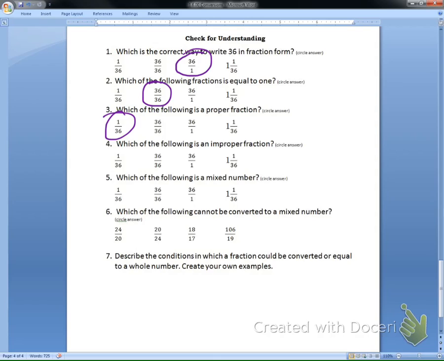Which of the following is an improper fraction? Improper means top-heavy. So here we go. That's an improper fraction. Which of the following is a mixed number? Remember, a mixed number has a whole number with a fraction with it.